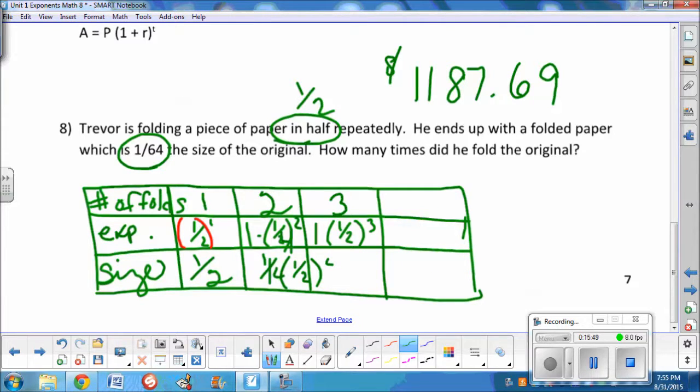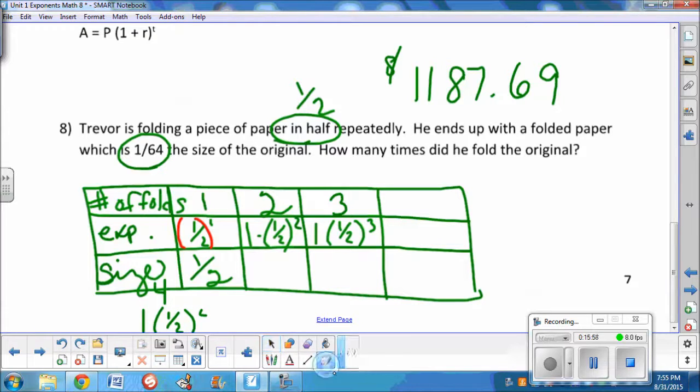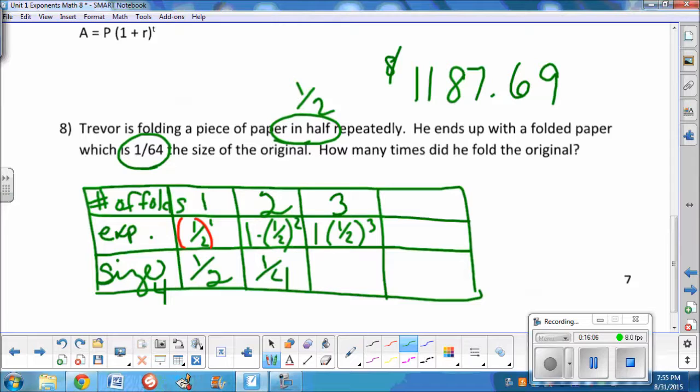So using your calculator to calculate 1 times 1/2 to the 2nd power, that's going to be, whoops, let's see if I can undo, that just moved around on me. Sorry about that. I'm going to go back a little bit. Okay, so that's 1/4, and then we have 1/8.